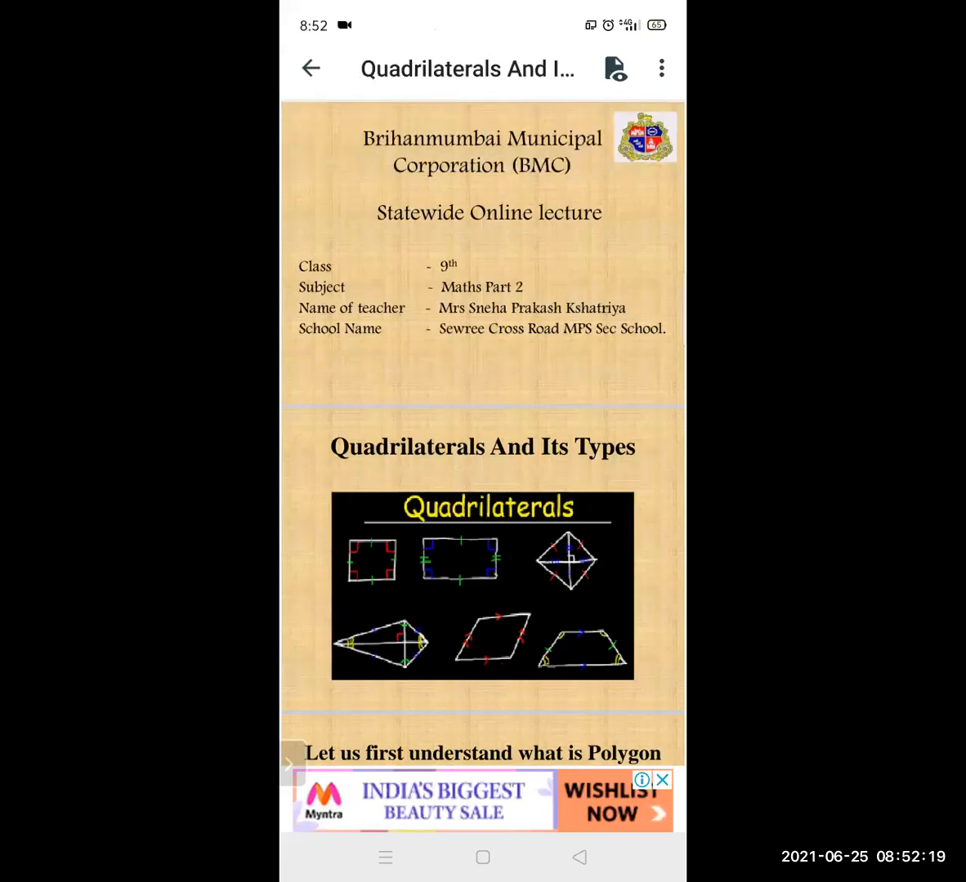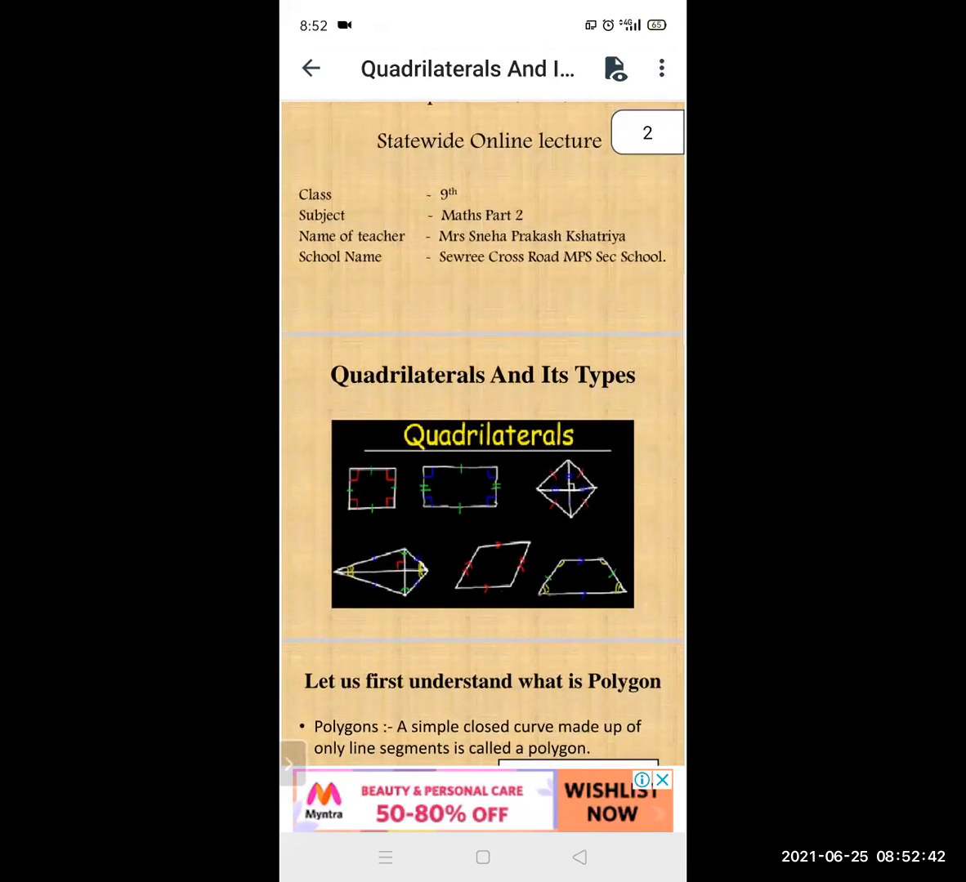Today we are going to see our next chapter, and that is quadrilaterals and its types. You have construction also in 8th standard, but we are not supposed to see the construction part. What we exactly want is what quadrilaterals are and what the types of quadrilaterals are. As you can see in the first slide, the types of quadrilaterals are given, and that we are going to learn here.